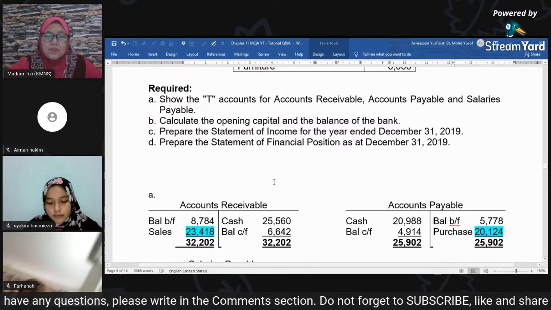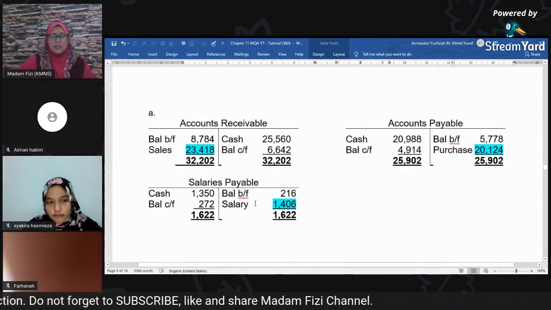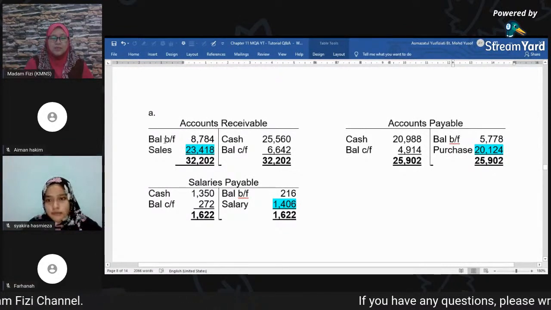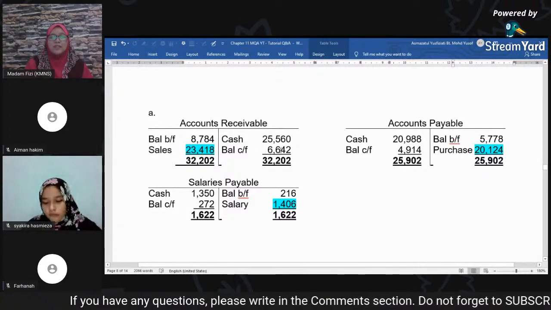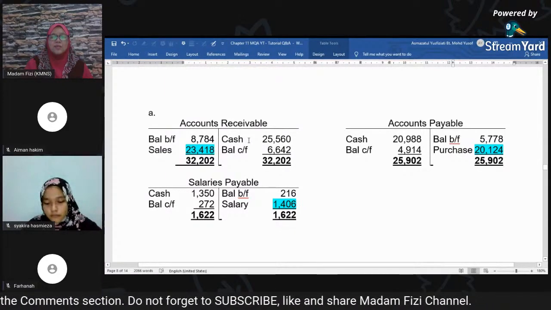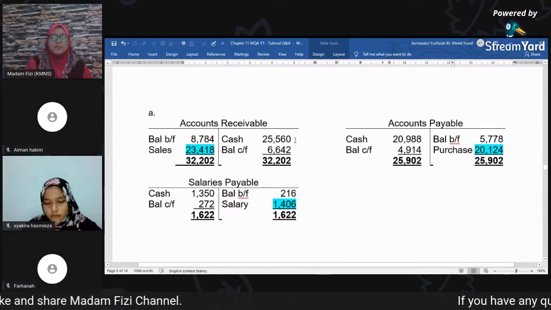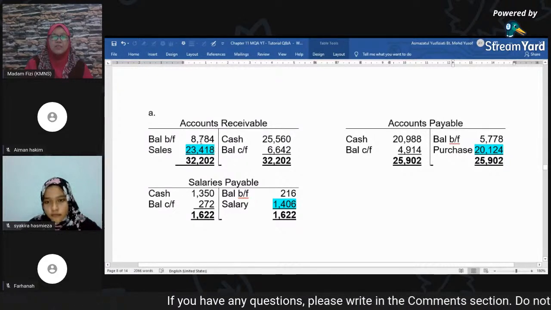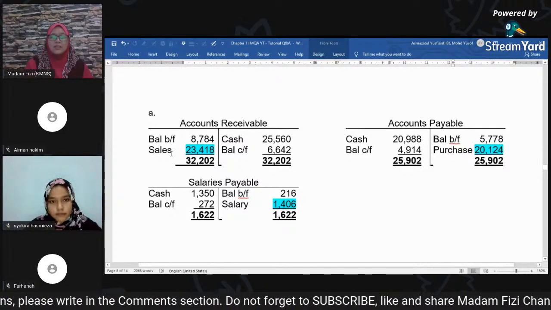Show the T accounts for accounts receivable, accounts payable and salary payable. So, accounts receivable is an asset, so the balance brought forward is at the debit side and the balance carry forward is at the credit side. Okay, so at the cash book you can see that we have received money, 25,560. Okay, you balance the accounts left and right and then you get the missing figure is 23,418. This is sales, credit sales.